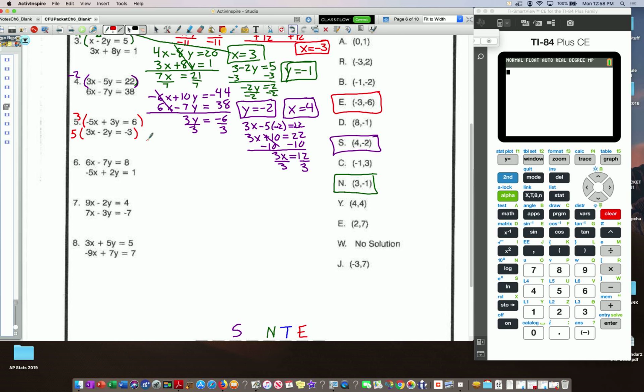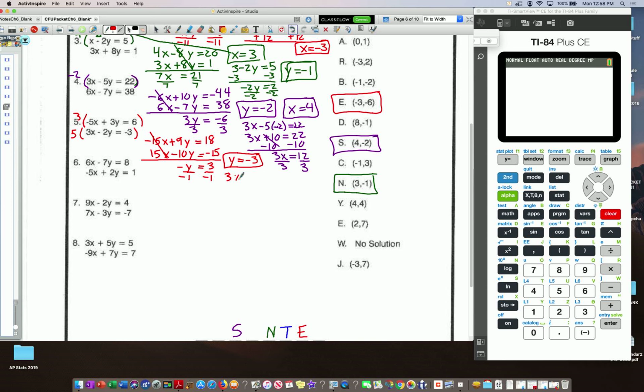So I'm going to do both equations here. So negative 15x plus 9y equals 18. And then the other one is 15x minus 10y equals negative 15. So when I add these together, x's cross out, negative y equals 3. Divide by negative 1, y equals negative 3. So now I can go ahead and plug that back in to one of the equations. I might plug it in right here.